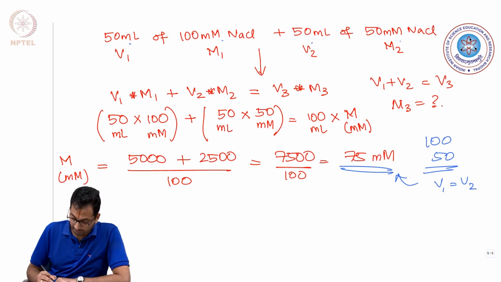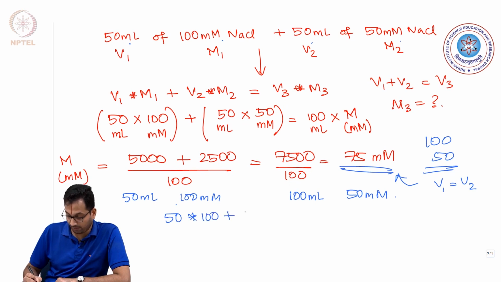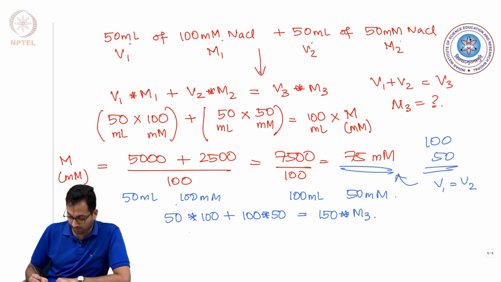Let's assume the initial solution is 50 ml, 100 millimolar, and you are adding 100 ml, 50 millimolar. The concentration of sodium ions is relatable in these two. So what is going to end up happening? 50 times 100 plus 100 times 50, which are both equal to 5000, so the sum is 10,000, will be equal to 150 times M3. So in this case, M3 is going to be equal to 10,000 divided by 150.